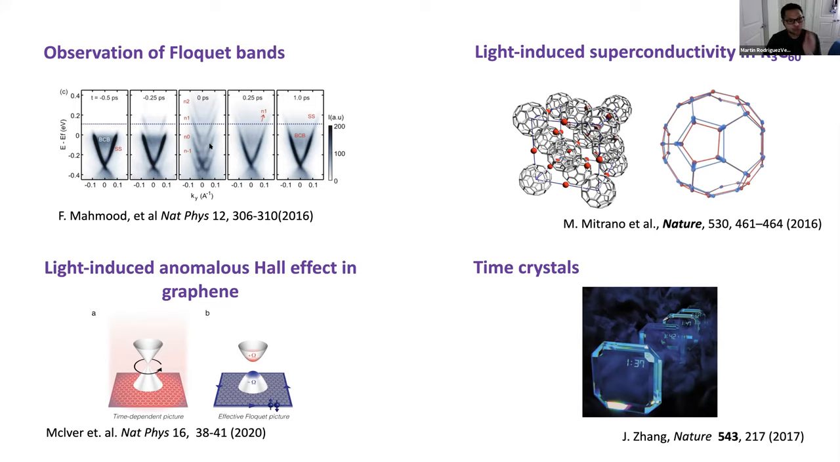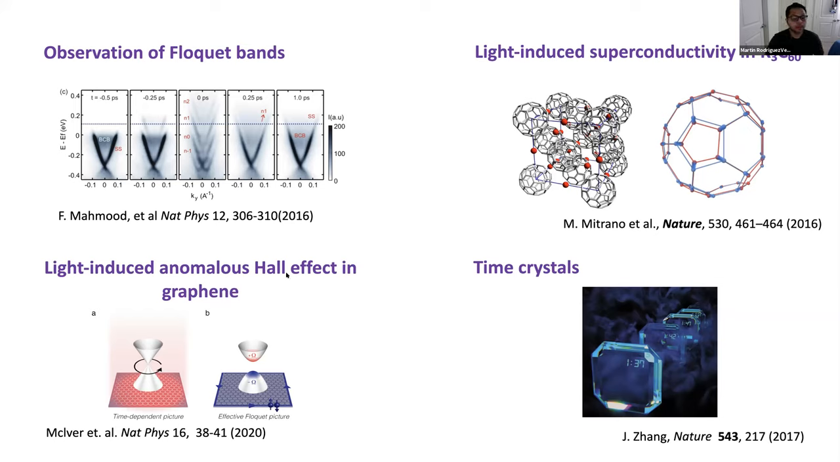But not only the band structure can be modified, you can also modify properties that arise from interactions. For example, in this experiment a few years ago, Mitrano and collaborators showed that you can enhance superconducting fluctuations and basically obtain superconductivity above the equilibrium Tc temperature.